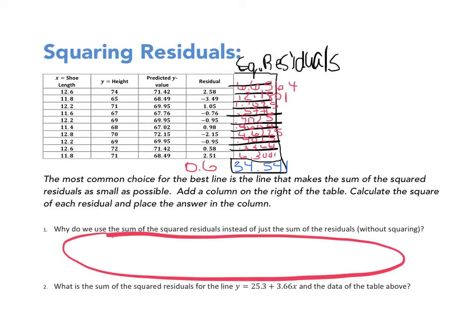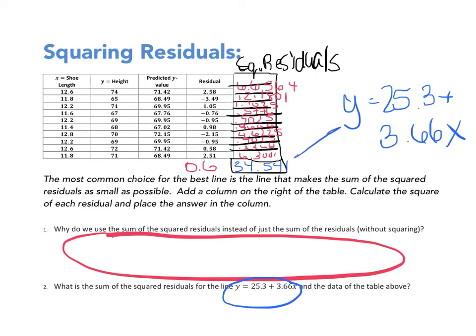And what is the sum of the squared residuals for the line y equals 25.3 plus 3.66x and the data of the table above? Well, this line is the equation for this set of data, the line of best fit or the regression line, and we already summed all of it up right here. So just make sure you know that when you go into class tomorrow, you're going to have to square the residuals and add them all up in a table, much like we did here.